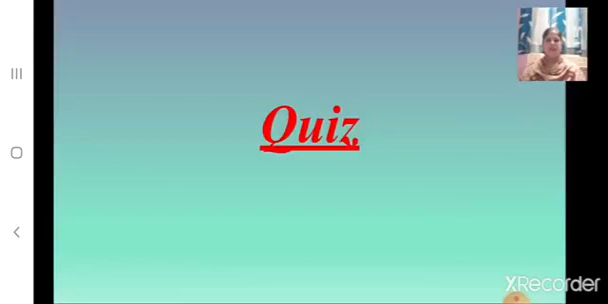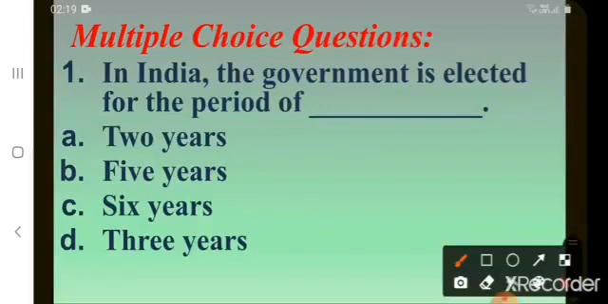Now children, let's have a quiz. Multiple choice questions. First one. In India, the government is elected for the period of dash. A. 2 years. B. 5 years. C. 6 years. D. 3 years. What's the correct answer? Correct. B. 5 years. In India, the government is elected for the period of 5 years.